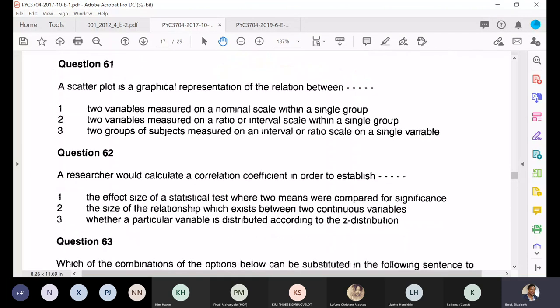Okay, 61. A scatter plot is a graphical representation of the relation between. So if I have my X and my Y and I have my scatter plot, it's interval and ratio, isn't it? So it would be 2.